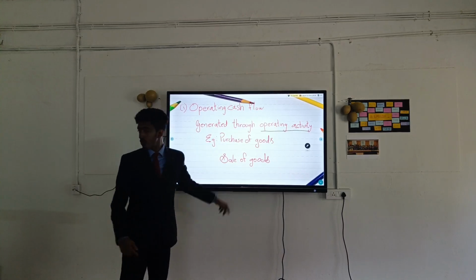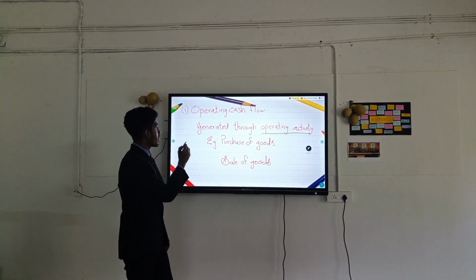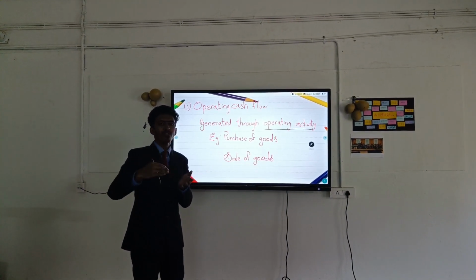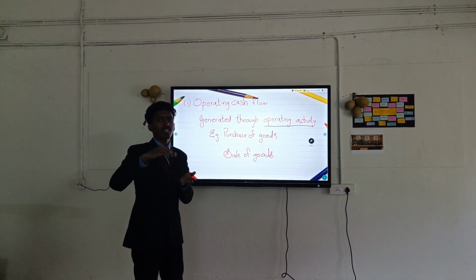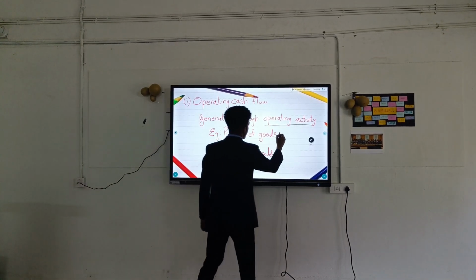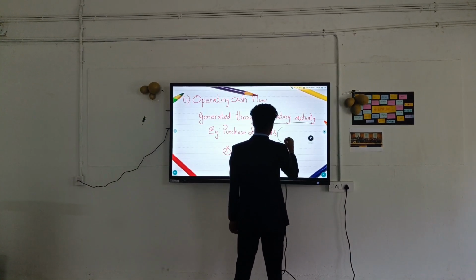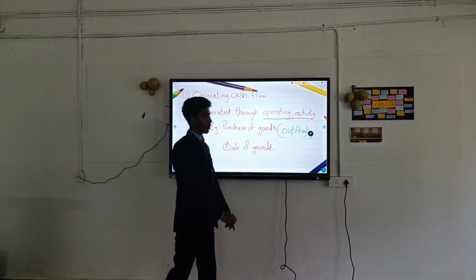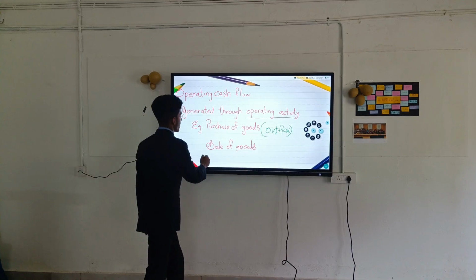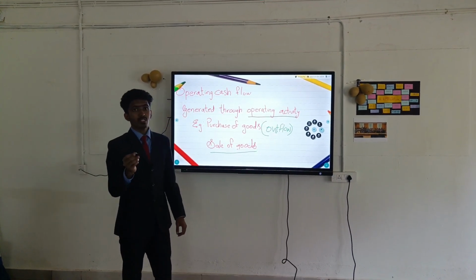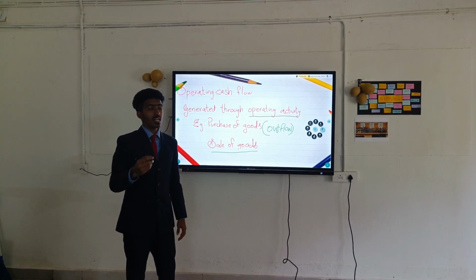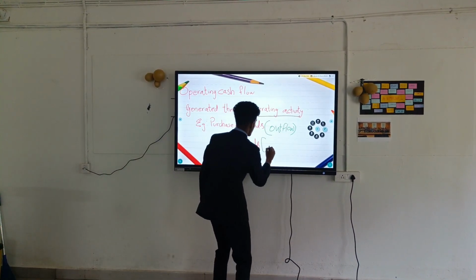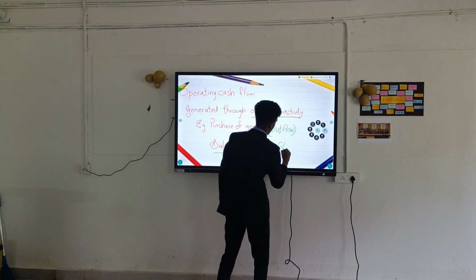For example, purchase of goods. Purchase of goods means we purchase from another company, so the money will go outside the company. That is an outflow of our money. The second example is sale of goods. Sale of goods means if we are selling the goods, that money comes to our business. So that is an inflow.